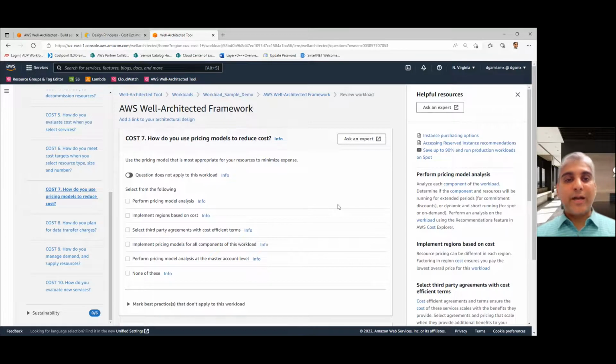And if it is compatible with your scenario or your situation, then maybe you use a lower priced region for that particular workload. And then selecting third-party agreements with cost-efficient terms. This one is more around where you may have certain third-party tools that you want to use, and you've got a license agreement with them, when you had a direct agreement signed with a certain third-party company.